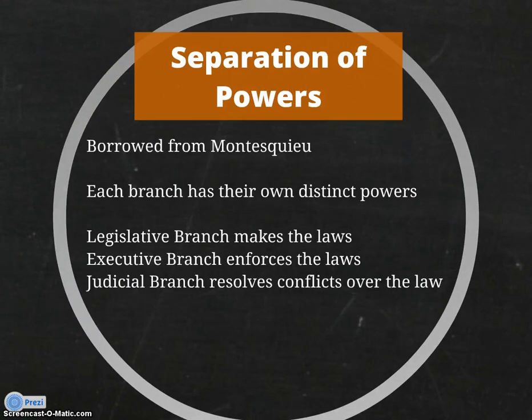Separation of powers is something that we borrowed from Montesquieu. Each branch has their own distinct powers. The legislative branch makes the laws, executive branch enforces the laws, and the judicial branch resolves conflicts over the law. We're going to talk much more extensively about these three branches when we do those chapters.